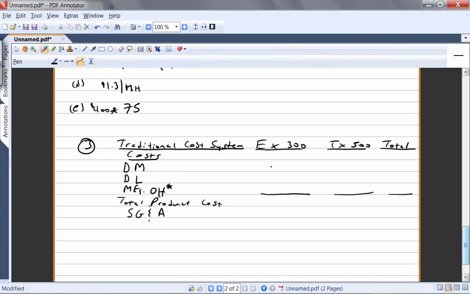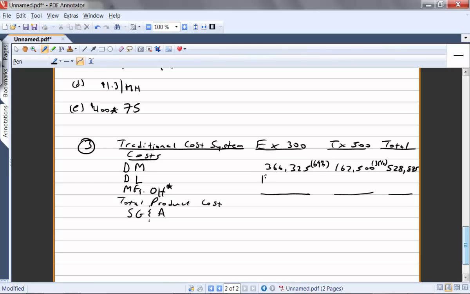So DM would be 366,325 for the E product, and for the T 162,500, and the total would be 528,875. They gave us this. Now what I want to do is express the cost for each product as a percentage of the total cost for that line item. So 366,325 divided by 528,875 represents 69% of the total direct materials cost going to the E product, which leaves 31% for the T product.